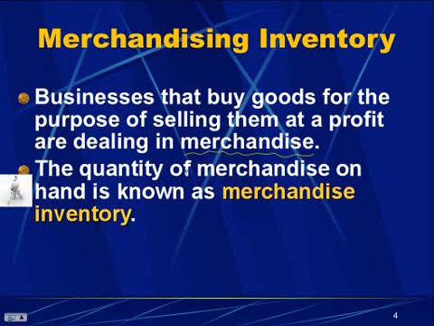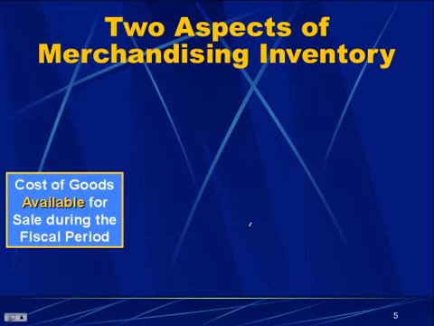Okay? So the quantity of merchandise on hand is known as merchandise inventory. This is an asset account. It is a current asset. Let's look at this. So at the beginning of the fiscal period, you have some inventory, we're going to say. And we're going to call this cost of goods available for sale. And you'll see me say cost of goods available for sale during the fiscal period.